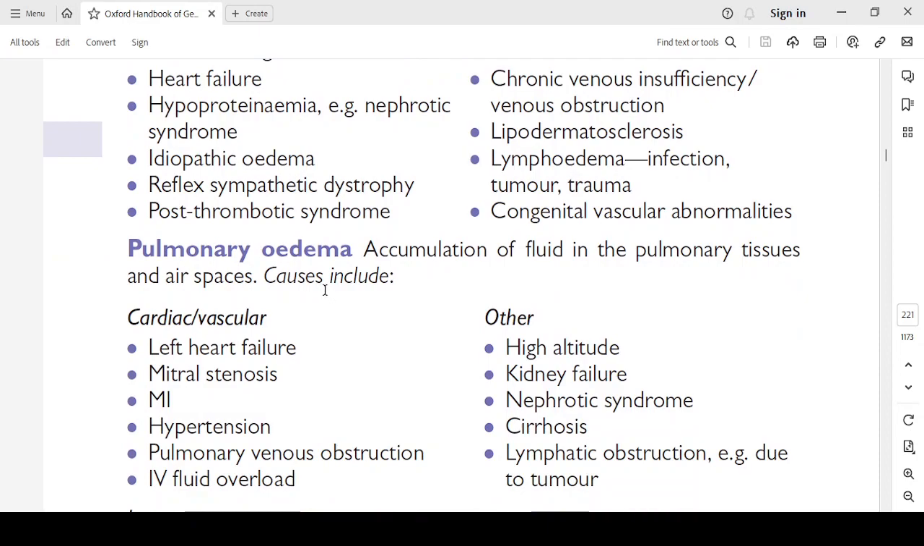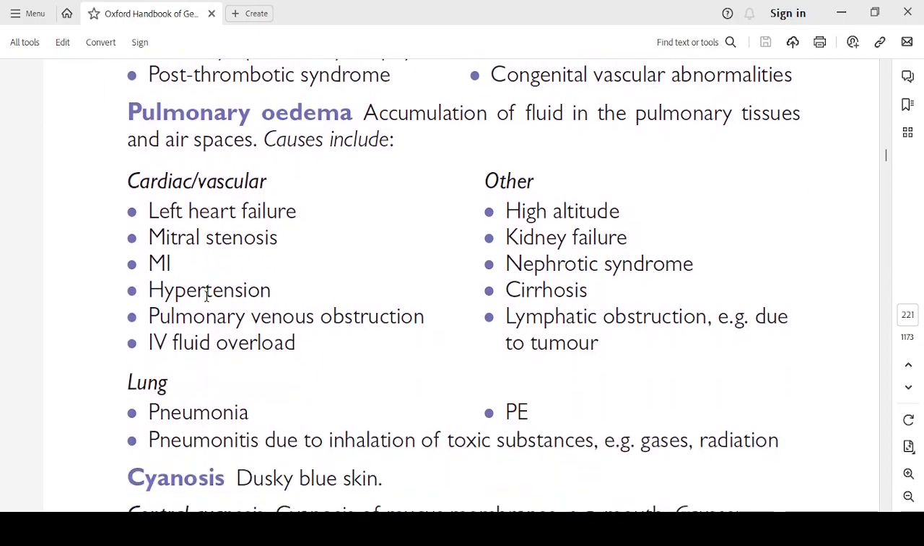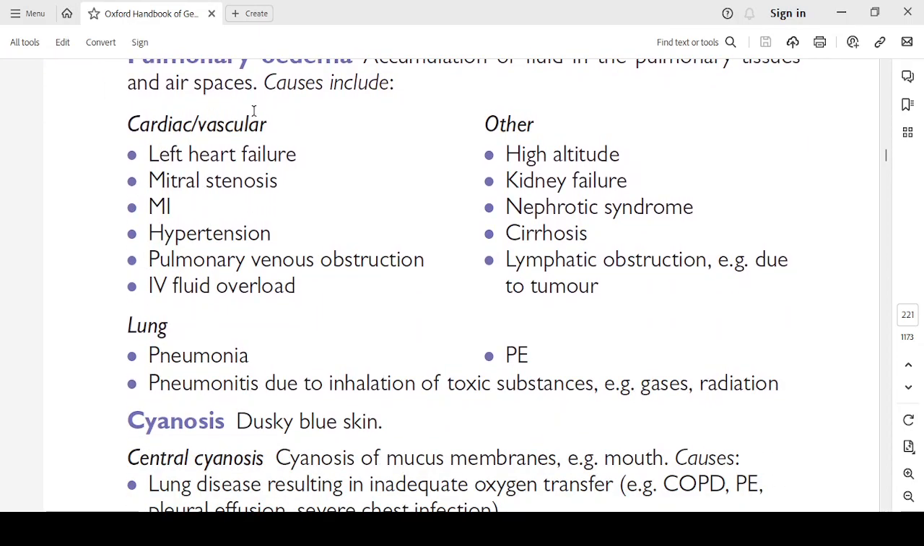Causes of pulmonary edema. Accumulation of fluid in the pulmonary tissues and air spaces is pulmonary edema. Cardiac causes of pulmonary edema: left heart failure, mitral stenosis, MI, hypertension, pulmonary venous obstruction, IV fluid overload. Others: high altitude pulmonary edema, kidney failure, nephrotic syndrome, cirrhosis, lymphatic obstruction due to tumor.